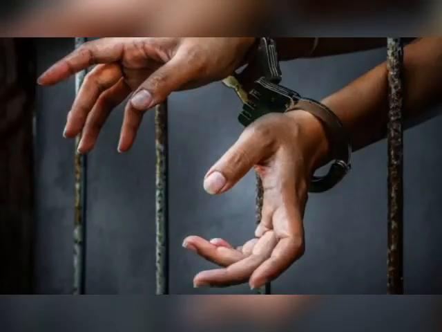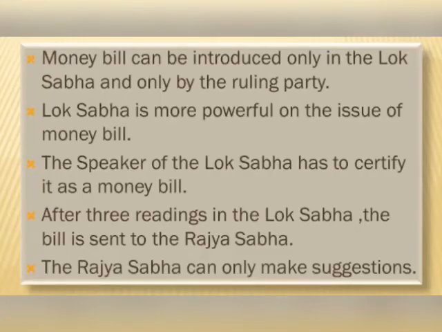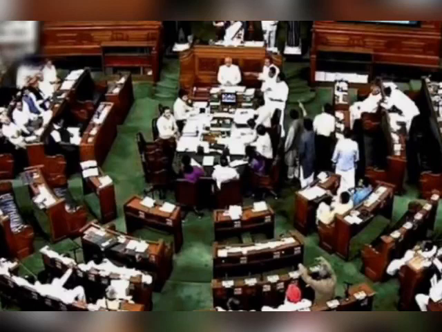Now we will discuss the powers which are given exclusively to Lok Sabha and Rajya Sabha. Number 1, regarding Lok Sabha, a money bill can be introduced only in Lok Sabha. It cannot be introduced in Rajya Sabha. Number 2, Union Council of Ministers is accountable or answerable to Lok Sabha only. Number 3, no confidence motion against the Prime Minister and the Council of Ministers can be moved by the opposition only in Lok Sabha.